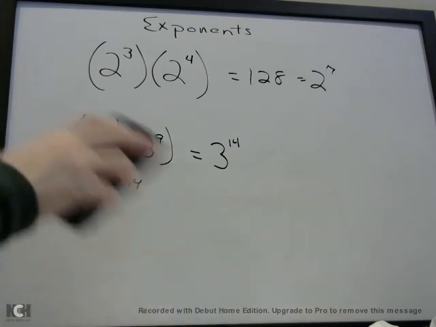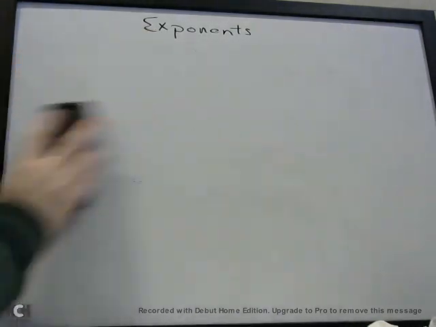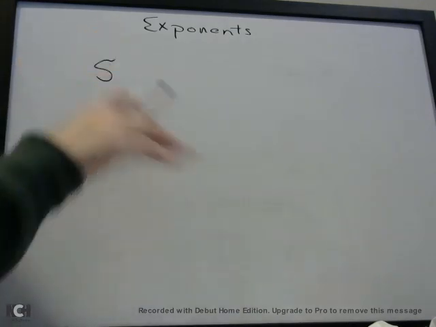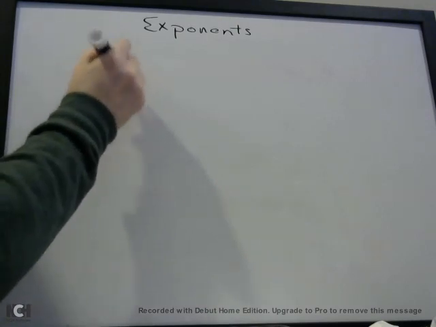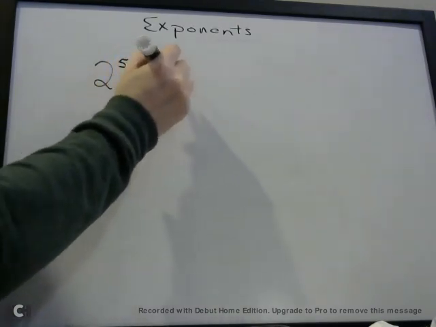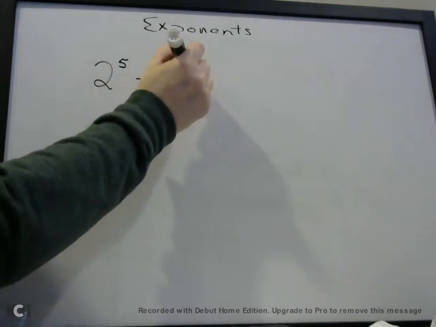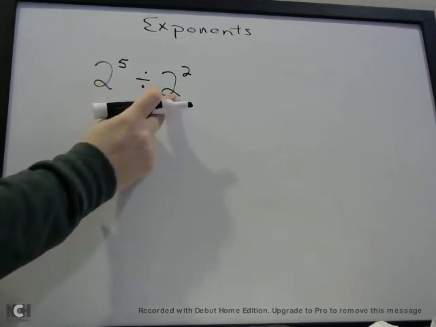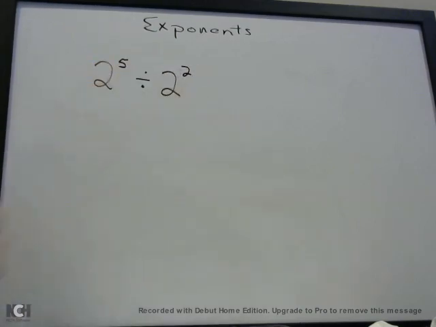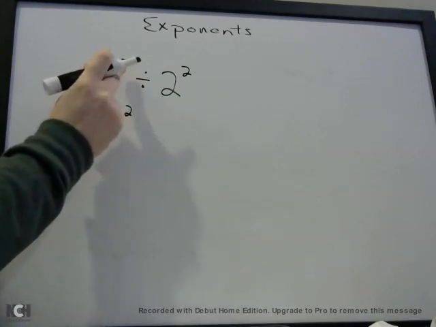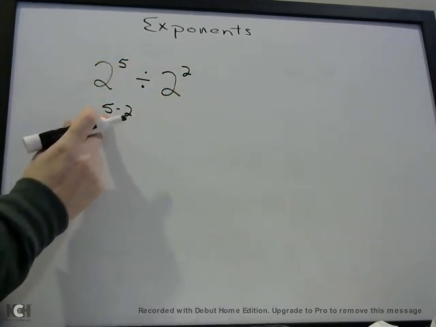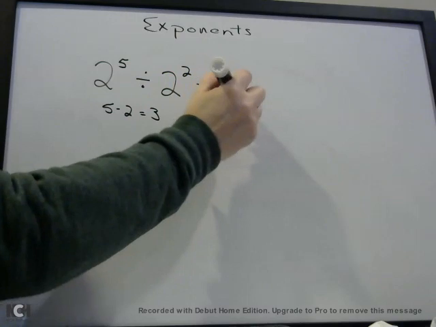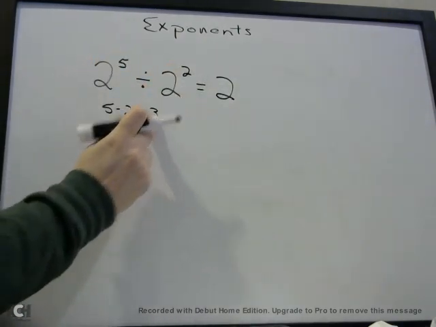Now I'm going to show you if you're dividing. If you're dividing, it's different. Remember, if you're multiplying, you add. But if you're going to divide, let's say we had 2 to the 5th divided by 2 squared. Again, you have to have the same base. So here's a 2. But here, instead of adding, you're going to subtract. This divided by whatever is 5 minus 2. So in the answer, you keep the same base, 2, but now you're doing 5 minus 2, which is 3.